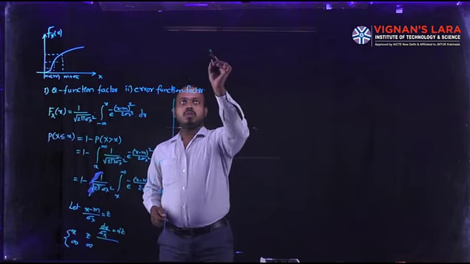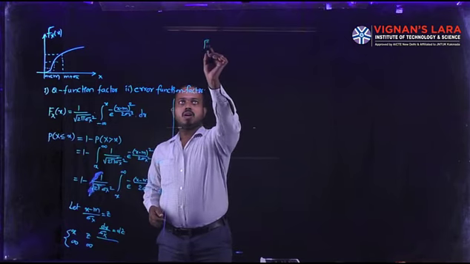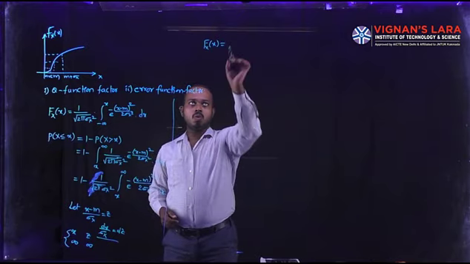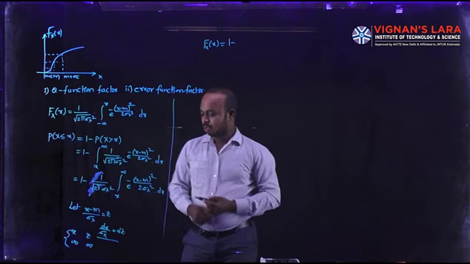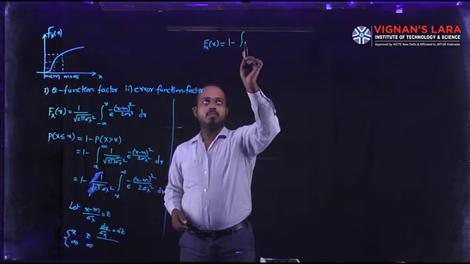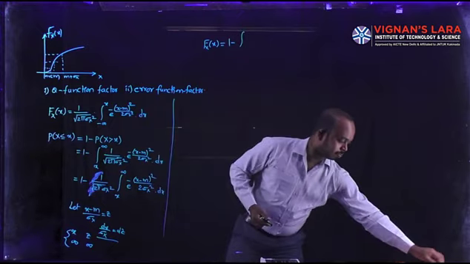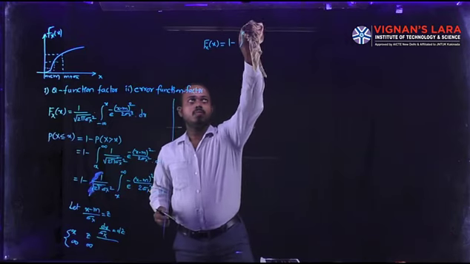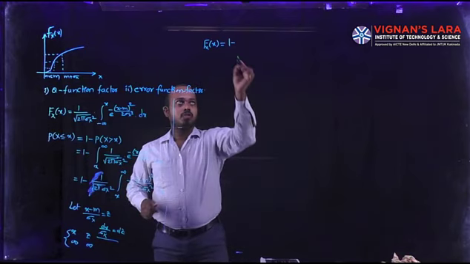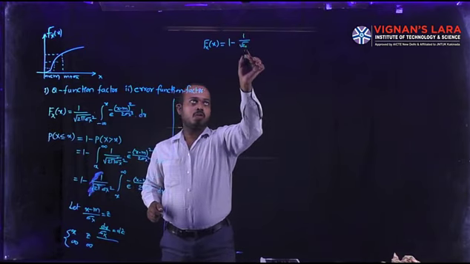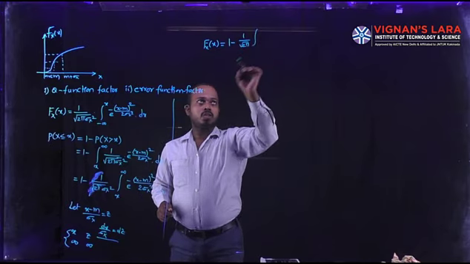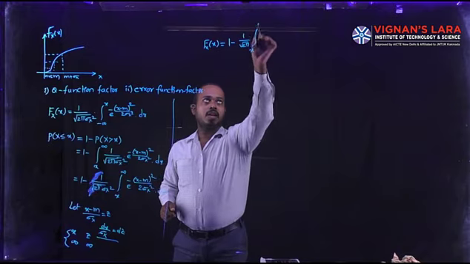The distribution function is fx of x is equal to 1 minus the Q function. What is the Q function we are having? I am directly writing here the integral before integration: 1 divided by square root of 2 pi, moving the sigma x inside the integration. The lower limit is x and the higher limit is infinity.